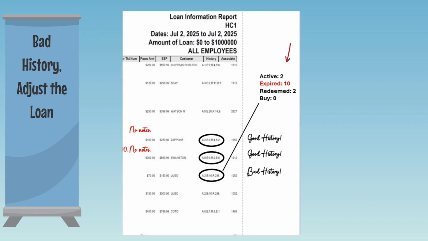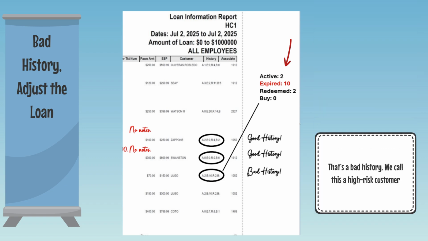When we check the loan history, the customer has 2 active loans, 10 expired, and only 2 redeems. That means out of all the loans they've done, they've let 10 expire and only picked up 2. That's bad history. We call that a high-risk customer. So now we ask, should we really loan $70?